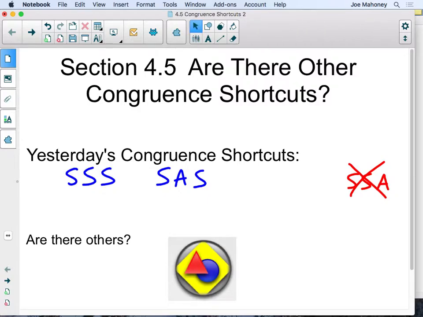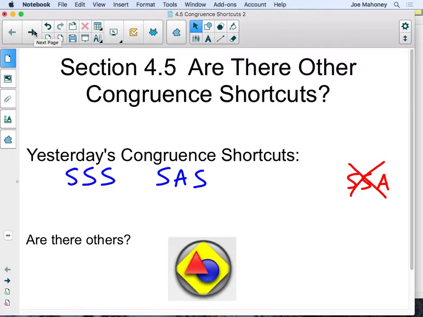Notice that the ones that we tried last class involved mostly sides that were congruent, and we had one angle congruent. So today we'll talk about angles being congruent and maybe a couple sides, and we'll see what happens. Again, we're going to jump to Geometry Sketchpad.